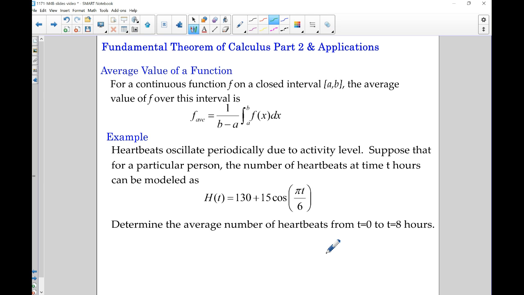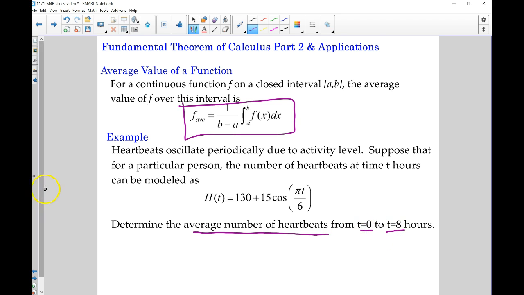Alright, and then the last application that we want to discuss in this video is the average value of a function, and this is its definition. So the average value of a function, we have to do 1 divided by the difference in the bounds, and then compute the definite integral of the function. As an example here, we have a heartbeat that oscillates periodically, and we're given the function for heartbeats. Determine the average number of heartbeats from 0 to 8.